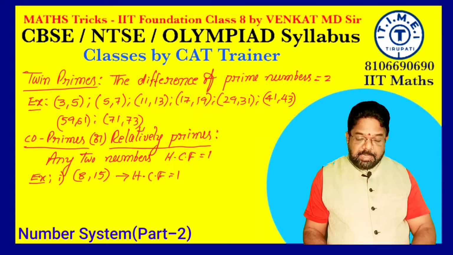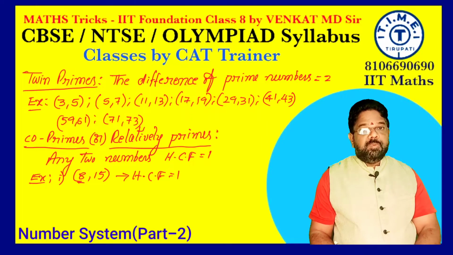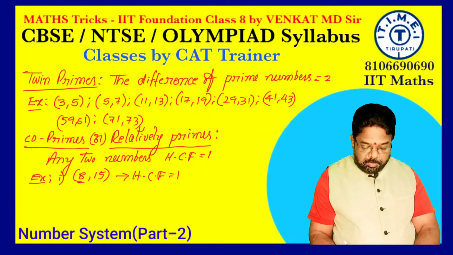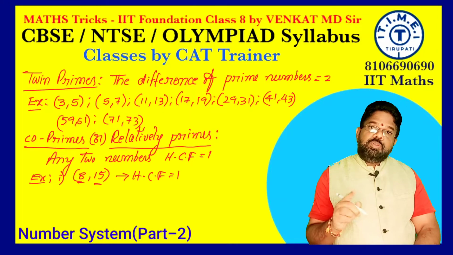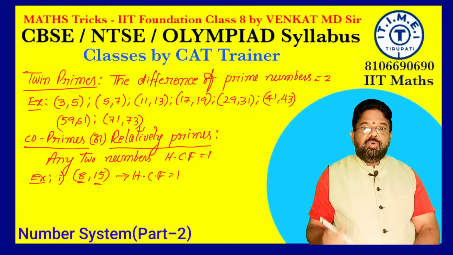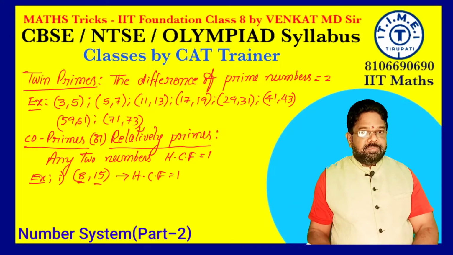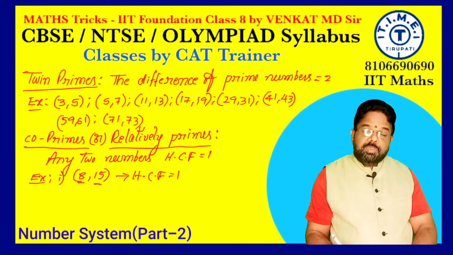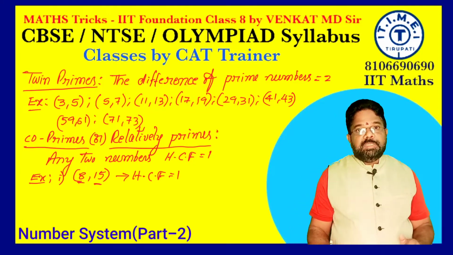Suppose let it be 8. 8 is divisible by 2, but 15 is not divisible by 2. 15 is divisible by 3, but 8 is not divisible by 3. So both numbers 8, 15 are divisible by only 1. That is called HCF. The largest number dividing both values gives the HCF. So HCF is 1.